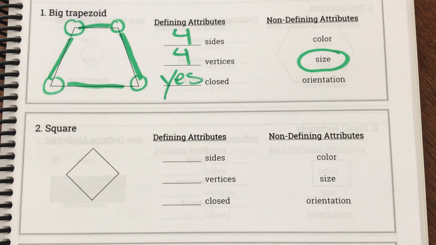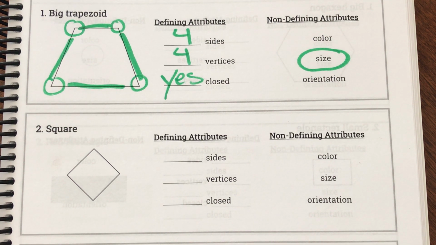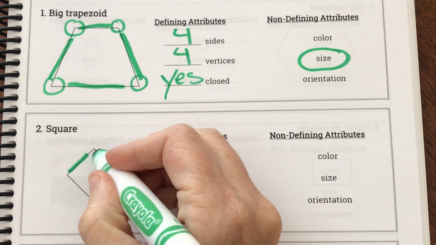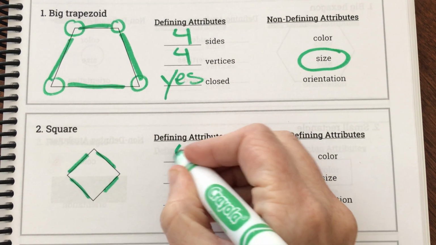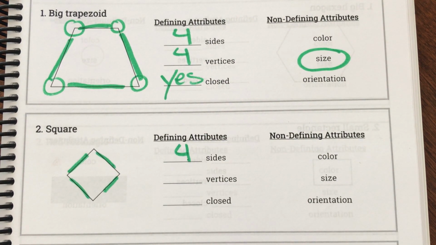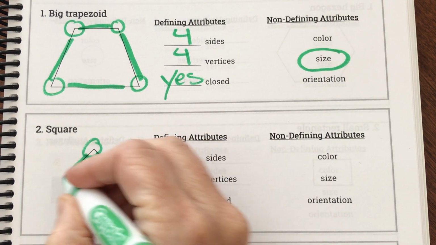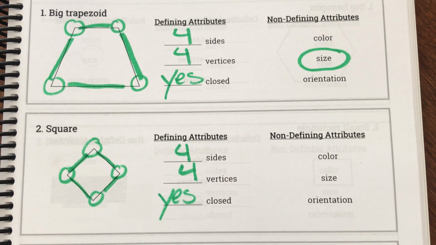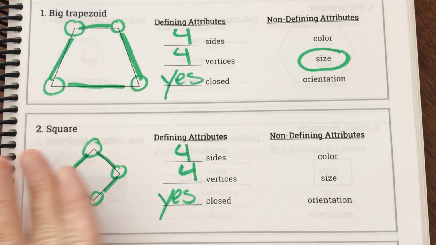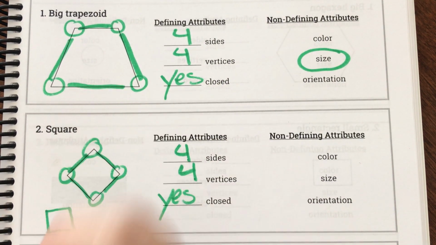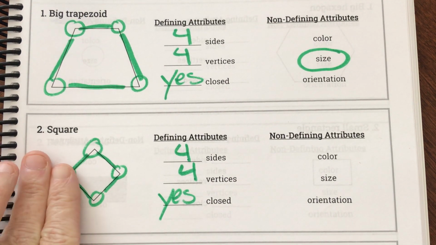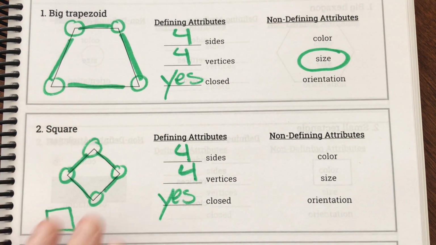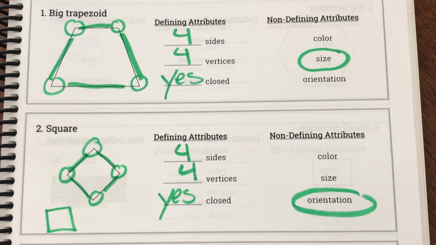Okay, let's look at our next one. Our next one is a square, and we see that it has 1, 2, 3, 4 sides. We also see that it has 1, 2, 3, 4 vertices, and we say yes, it is a closed figure or shape. Now, they took our square, because squares normally look like this, correct, boys and girls? So what they did is they just kind of shifted the orientation to make it sideways. So that's considered a non-defining attribute.